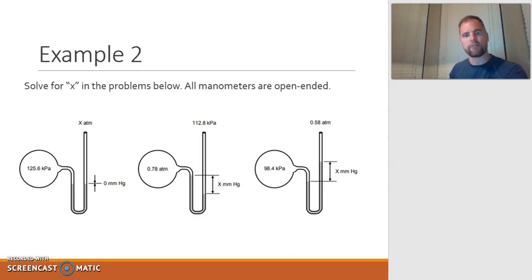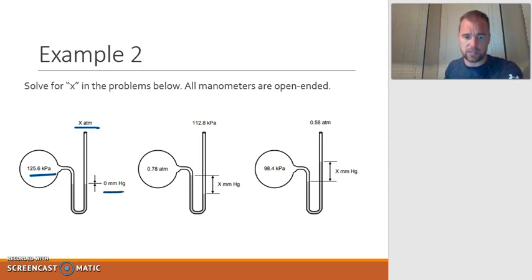So let's do some practice problems and then we'll be done with section 2. We're going to want to solve for x, whatever it's asking us to solve for, in all the manometers below. And in addition, we're going to get some practice doing conversions for different pressure units. So in this first one, I know the pressure in the bulb. I know the difference in height because it's listed here. And I'm asked to solve for the atmospheric pressure.